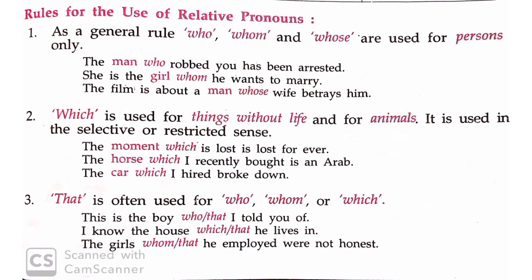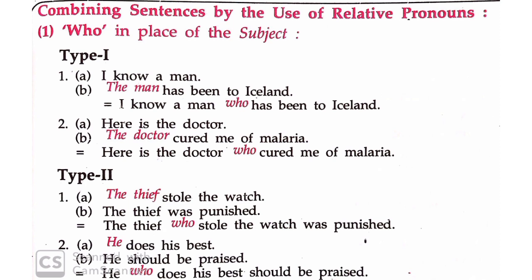Okay, my dear students, so these were the rules of using relative pronouns, how to use them in a very proper sense. Now coming towards combining sentences by the usage of relative pronouns. How to combine two different sentences with the help of these relative pronouns. See, the first one is who. In the place of the subject we have to use who.